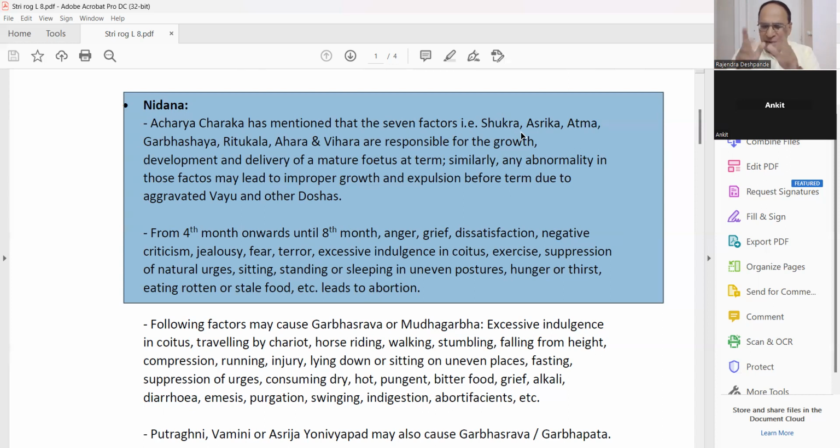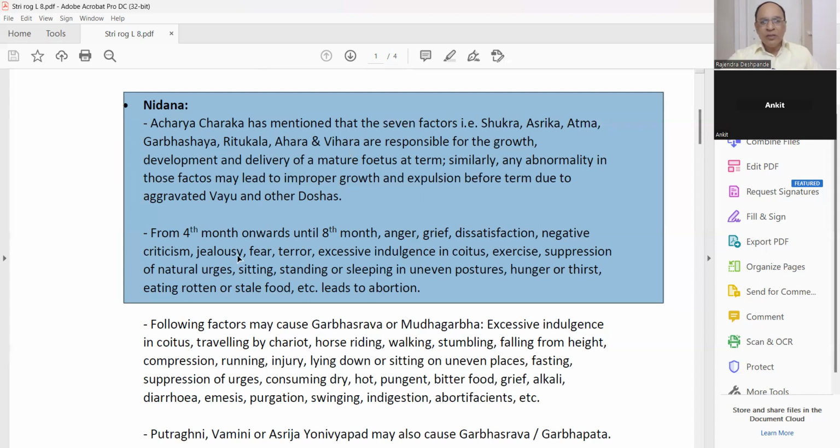At the moment, immediately write down. I will wait. 1, 2, 3, 4, 5, 6. Write down this way, one after another. One number. Are you writing? Shukra. Second, Asruka. Third, Atma, soul principle. Soul. Fourth, Garbhashaya, that is uterus. Rutukala, proper period. Ahara, food. And Vihara, lifestyle. I hope you have written this down.